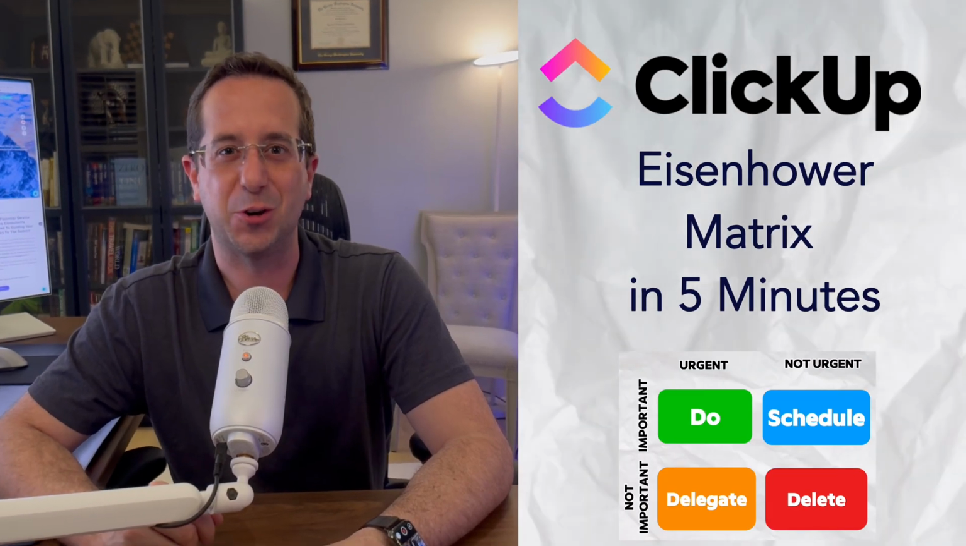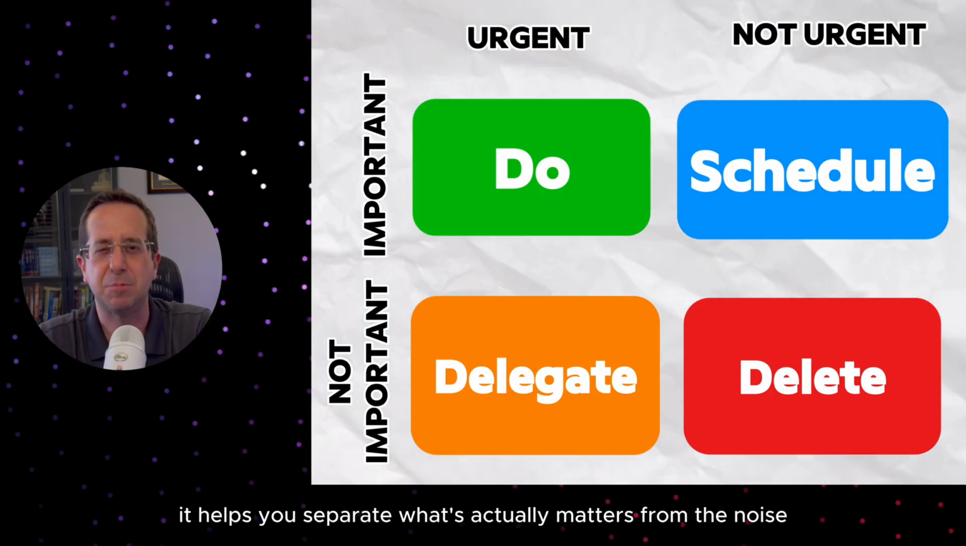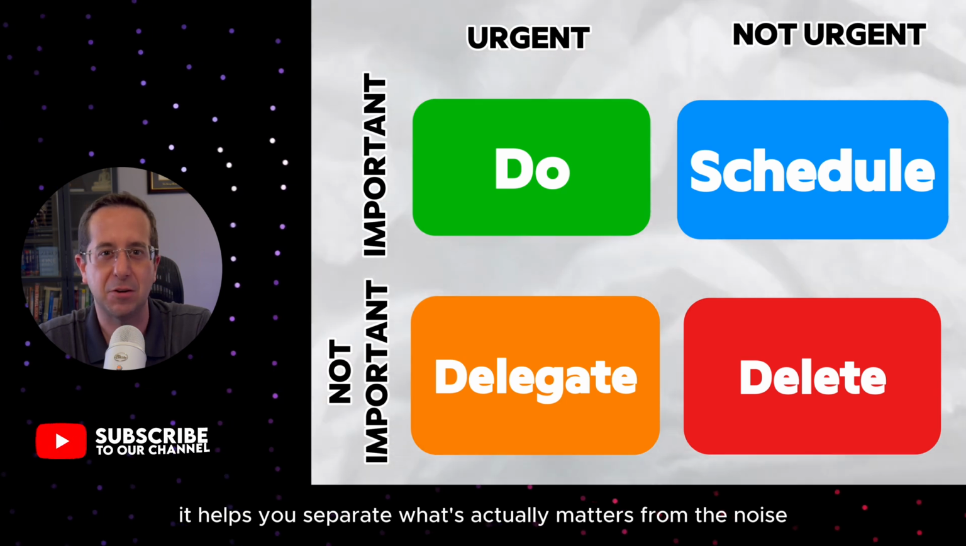In the next 10 minutes, you're going to learn how to create an Eisenhower Matrix, which is the proven system that top CEOs and military leaders use to instantly cut through the chaos and know what to work on. This is the Eisenhower Matrix, your secret weapon to productivity. It helps you separate what actually matters from the noise.